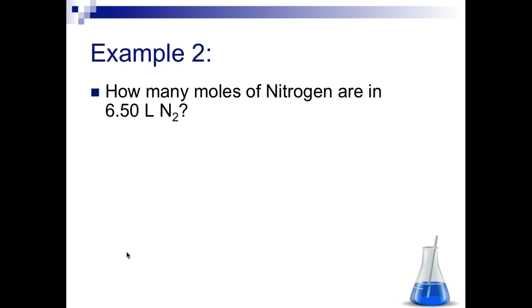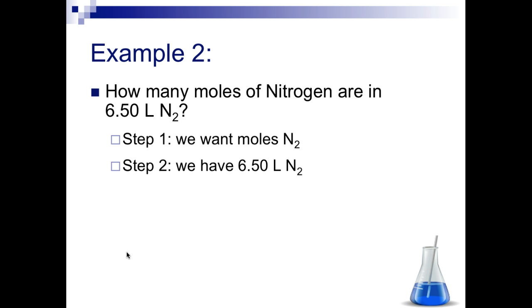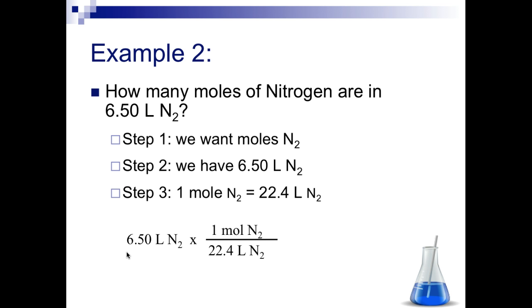Let's look at example 2. How many moles of nitrogen are in 6.5 liters of N2? What do we want? We want moles of nitrogen. What do we have? We have 6.5 liters of nitrogen. And what do we need to know? We need to know that 1 mole of nitrogen is equal to 22.4 liters of nitrogen. So we're going to set it up so that liters cancel. Liters needs to go on the bottom. What we're given needs to start off on the front. Liters go away, so we know we're good. Plug it into our calculator: 6.50 divided by 22.4. We get 0.290. 3 sig figs here, 3 sig figs in our answer, so we're good.